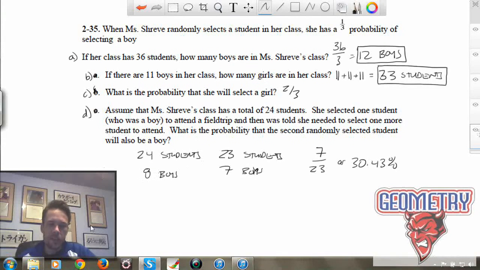So this is a kind of tricky concept. A lot of people have trouble dealing with probability, in that when you take an item away, that changes the probability of the situation most times. So here we started with 8 boys out of 24 students, but now we're up to 7 boys out of 23 students. It changes the probability. It's no longer 1/3 anymore.